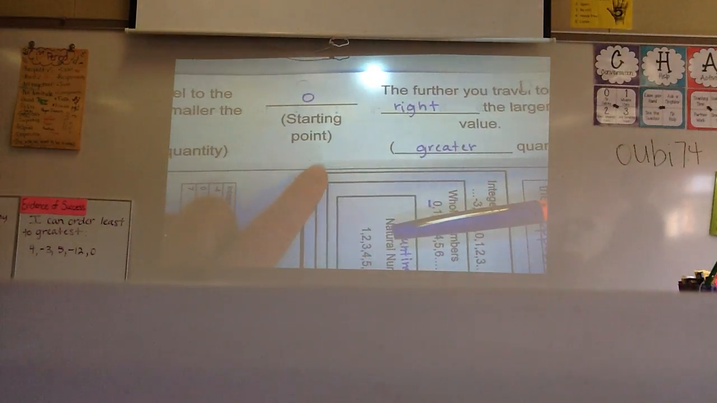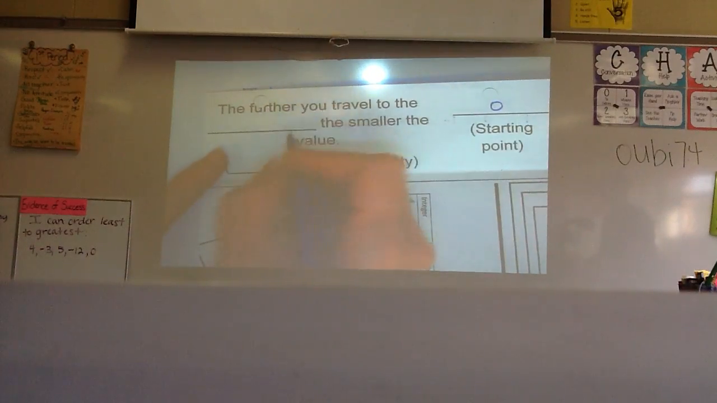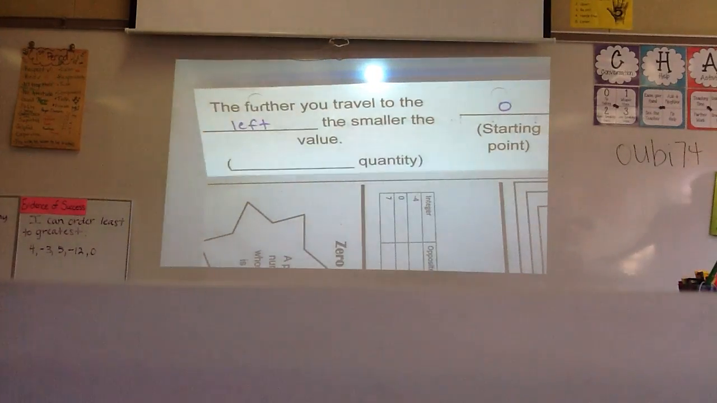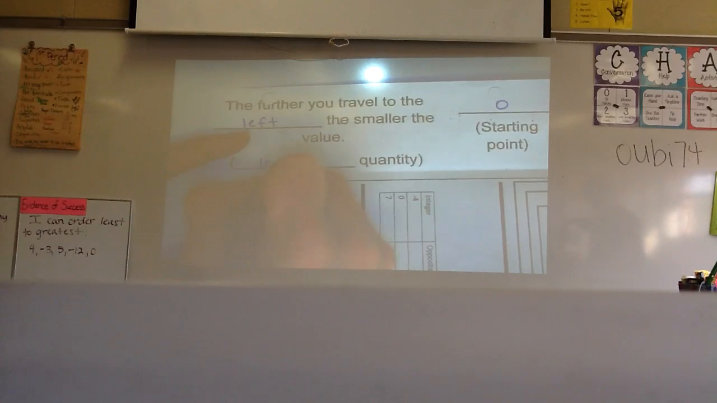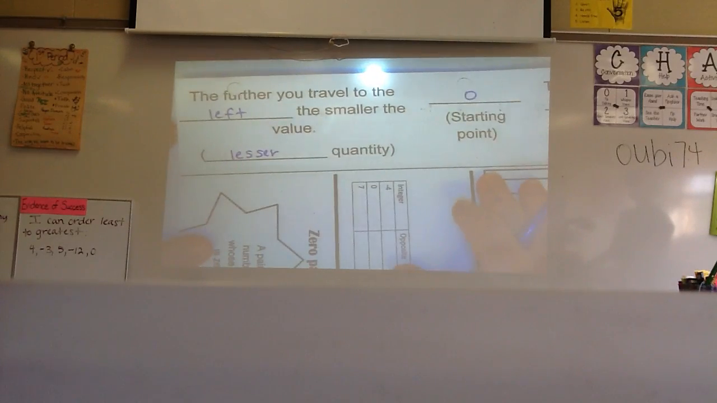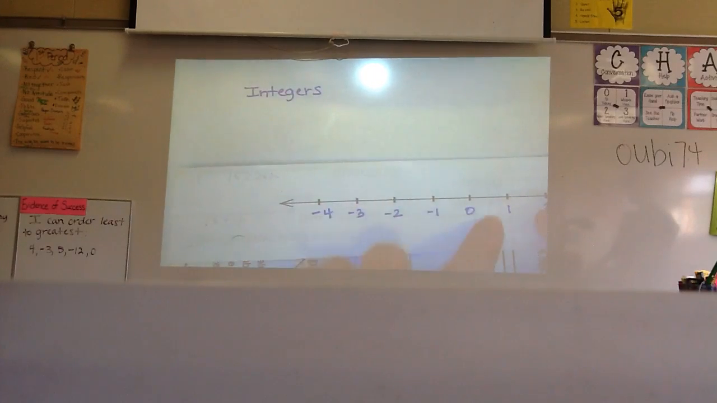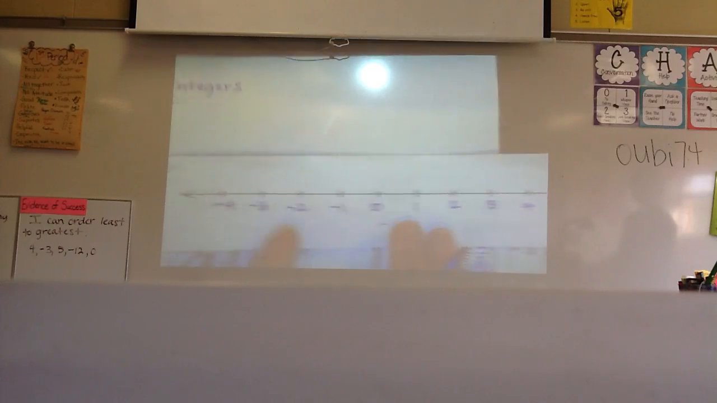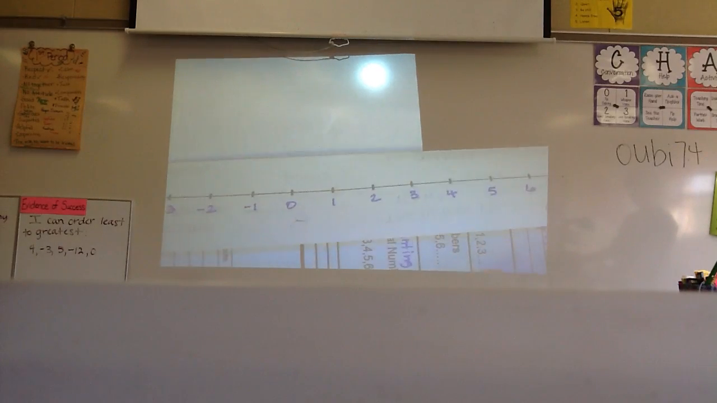If we go to the left, then the numbers are getting smaller. So these are called the lesser quantity. And if we look back at our number line, you can see that starting from 0, even though as a positive number, 4 is bigger than 1, with negative numbers, the opposite is true. Okay? -4, because it's further to the left, is going to be a smaller number, smaller value than a -1. Right, so smaller numbers to the left, greater numbers to the right.